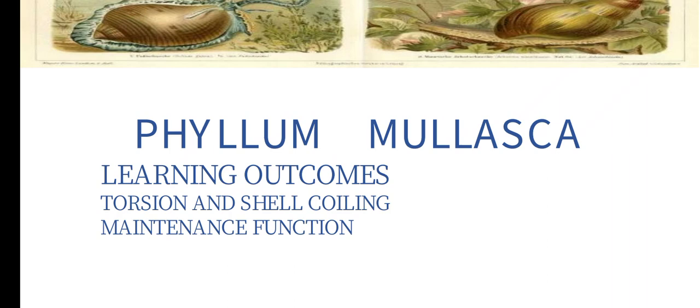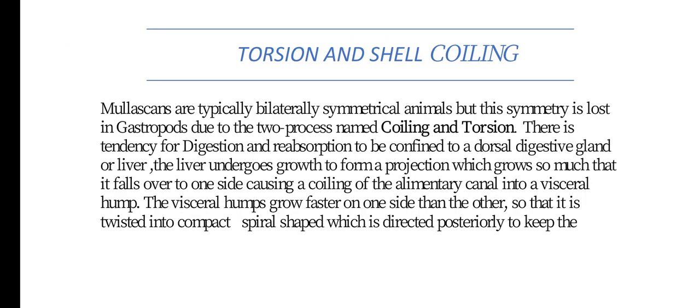Today we shall discuss the phylum Mollusca: the torsion and shell coiling. Molluscans are typically bilaterally symmetrical animals, but this symmetry is lost in the gastropods due to the processes named coiling and torsion. There is a tendency for digestion and reabsorption to be confined to the dorsal digestive gland or liver.